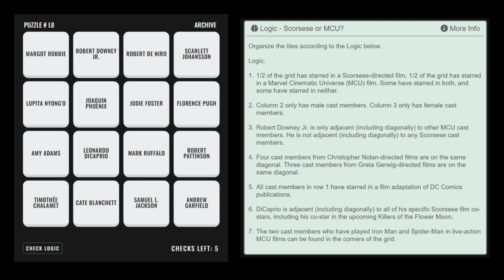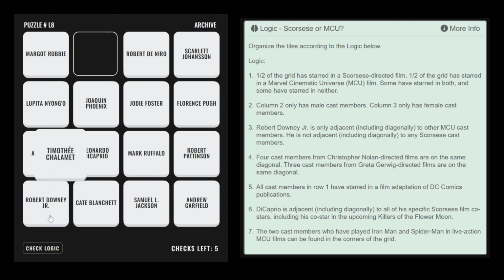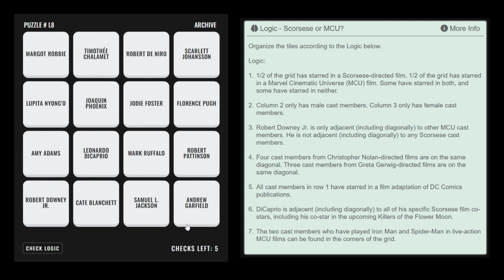can be found in the corners of the grid. These are Robert Downey Jr. and Andrew Garfield. According to rule number 5, only cast members who have starred in DC Comics films can be in row 1. Since neither RDJ nor Andrew Garfield have starred in a DC Comics-based film, they must both be in one of these two bottom corners.